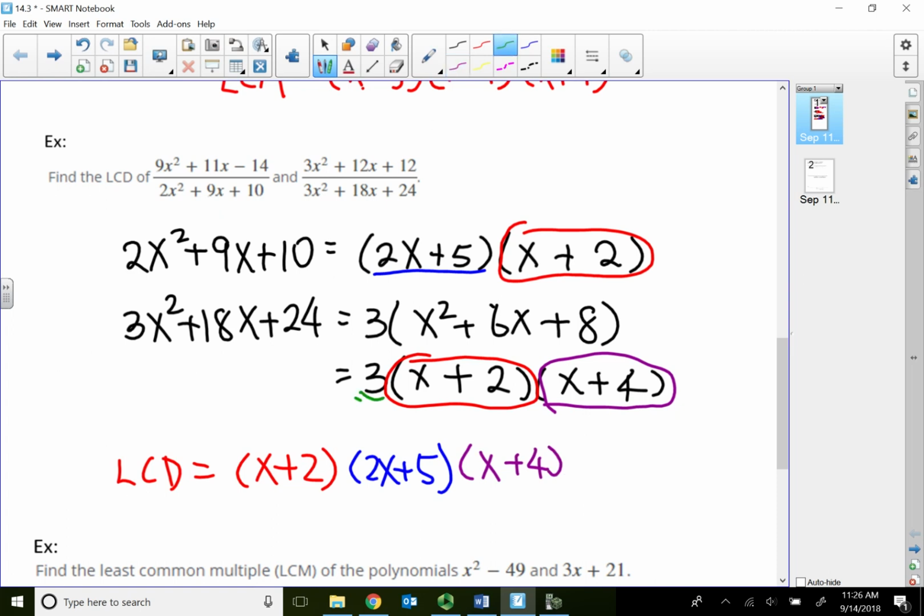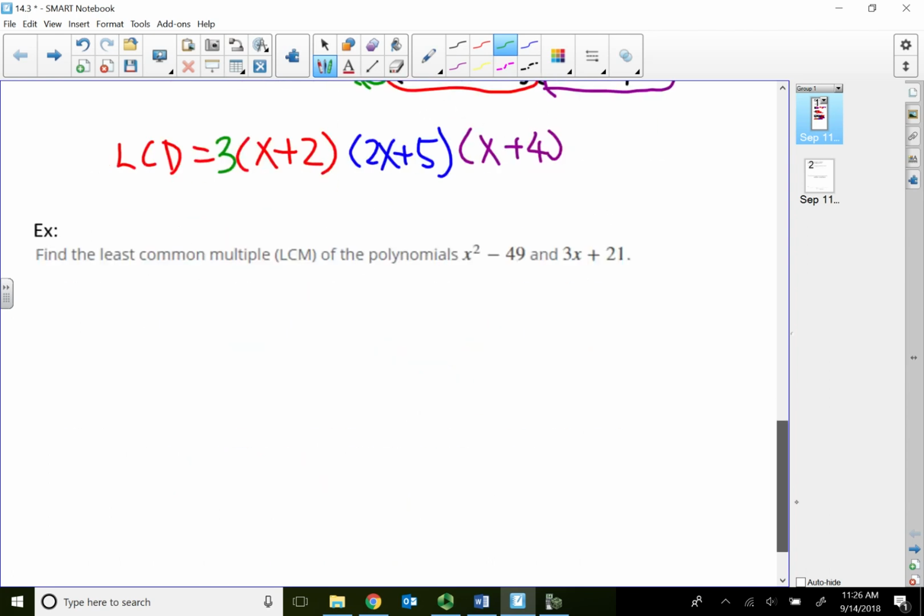This factor 3 did not repeat with any factors from the first denominator, so we count that one time. I just put this kind of factor up front, since it's only one term. If my factor is just simply a 3 or a single lettered factor, I just put it in the front. So here you go. This is my least common denominator: the repeated factors and the non-repeated factors.